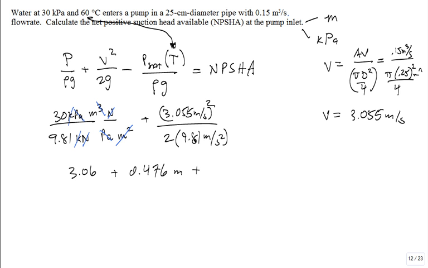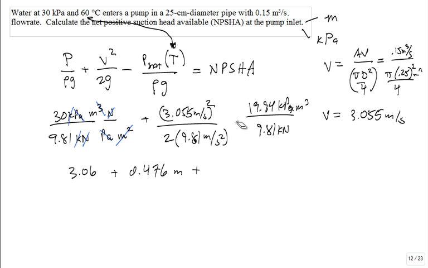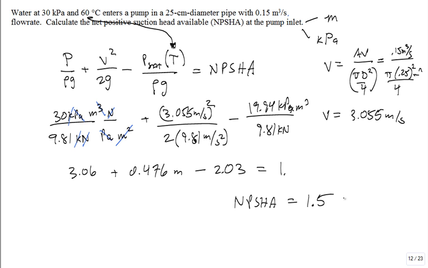All right, it's 19.94 kilopascal. I'm just going to use 9.81 kilonewton per meter cubed, but I know that it's going to be slightly different. It's going to be a lower density, but I don't want to fool with that. So 19.94 divided by 9.81. So this is negative 2.03. So the net positive suction head available is 1.5 meters.